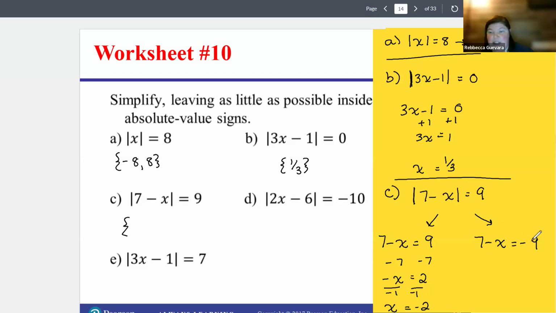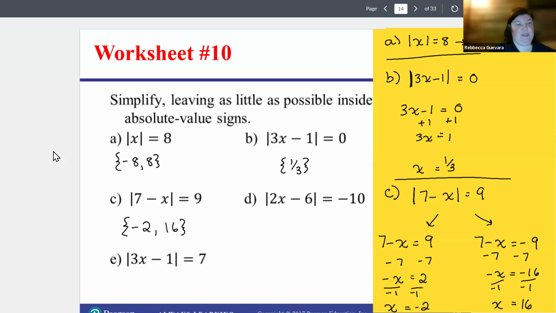7 minus x equals negative 9. We just subtract 7 from both sides, and I have negative x is equal to negative 16. If I divide both sides by negative 1 to get rid of that negative, we're going to end up with x is equal to positive 16. So my solutions are either x is negative 2 or x is 16. And you can put those in and see. If you had 7 minus 2, well, that's going to be a positive 9, and the absolute value will be 9. If I have 7 minus 16, that's going to be a negative 9. Absolute value, that will be positive 9.